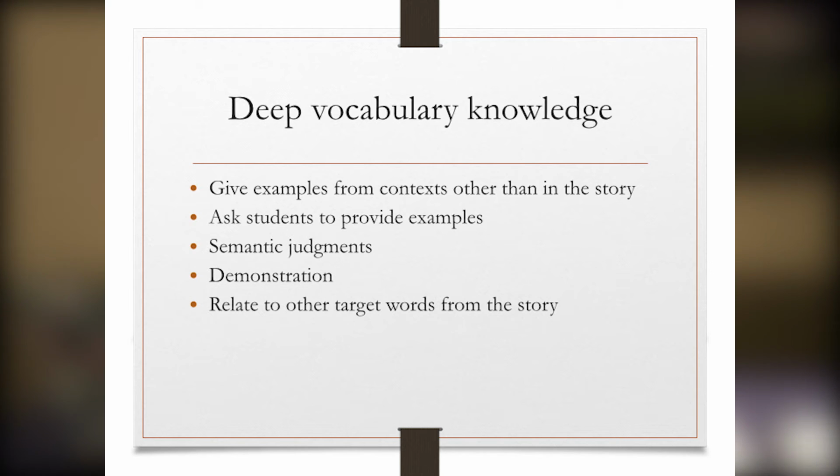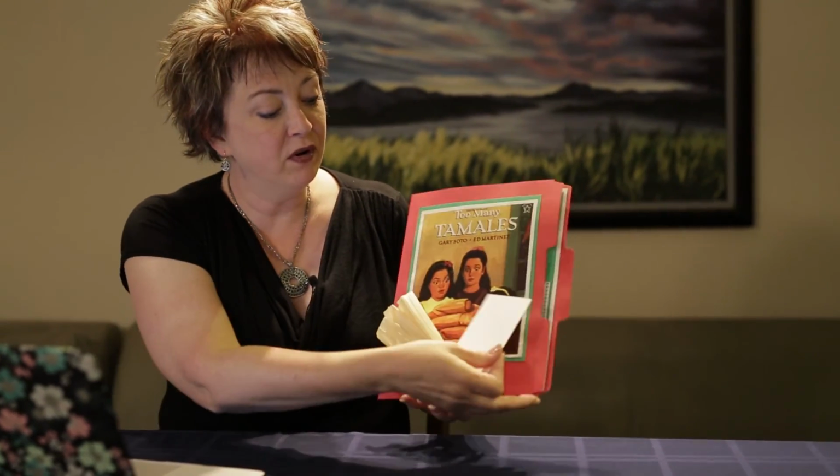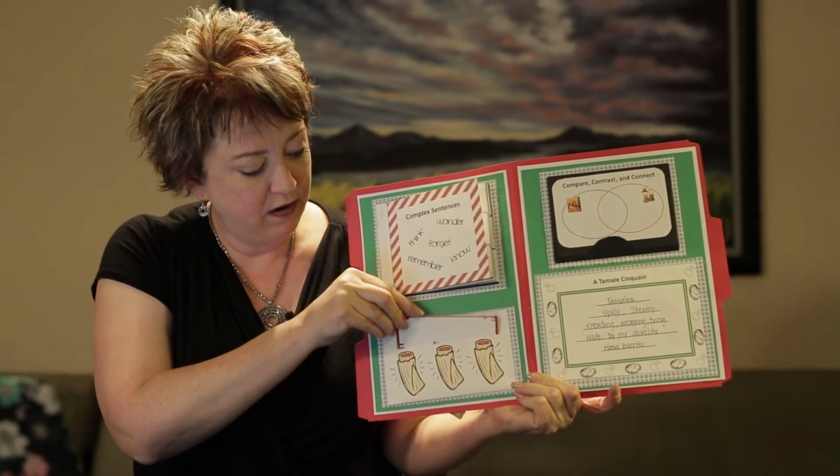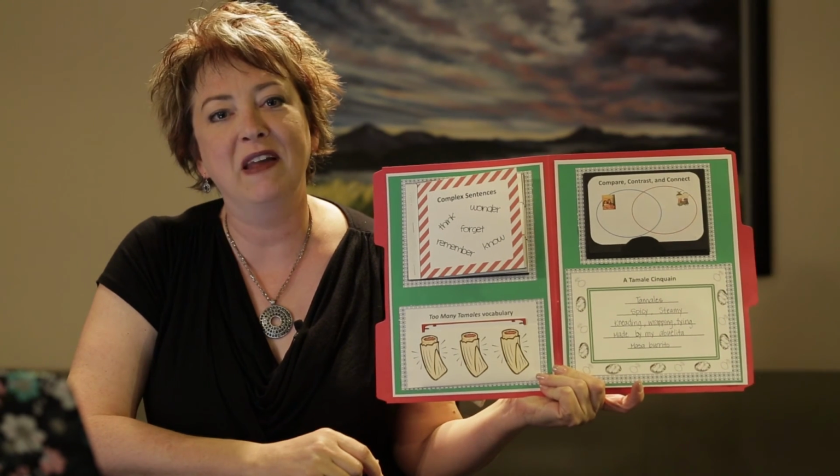And finally, number 5, relate to other target words from the story. Should you tug on the bread dough while you knead it? Could you tug on the husk of a tamale to remove it? As the story is read and discussed, students are encouraged to listen for and to use their new vocabulary words. I save each student's vocabulary cards, and at the time that we assemble our lap book, they simply slip their vocabulary cards into the pocket that we have made for that purpose.